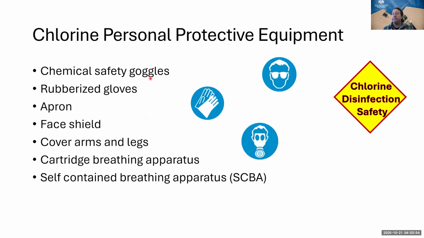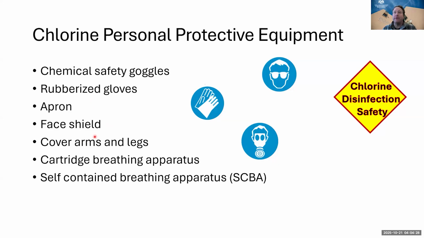So these are some of the types of PPE you need to use when you're handling chlorine, and really what you use depends on the type of chlorine you're working with. Are you working with a gas, or are you working with a hypochlorite salt that's liquid or powder? You might want to use chemical safety goggles, excuse me, splash-proof goggles so it doesn't get in your eyes. You want to use rubberized gloves. You might want to use an apron, a face shield.